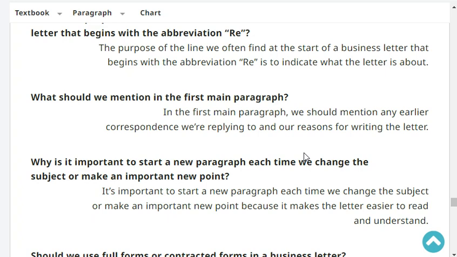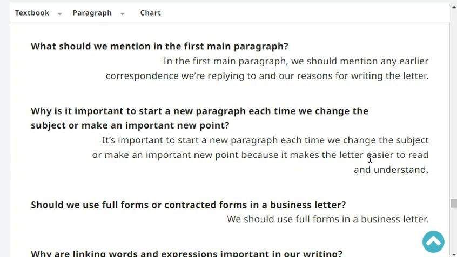In the first main paragraph, we should mention any earlier correspondence we are replying to and our reason for writing the letter. Very good. One more. Okay, in the first main paragraph, we should mention any earlier correspondence we are replying to and our reason for writing the letter. Very good.